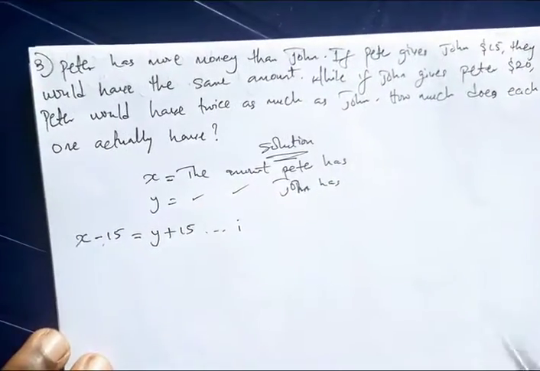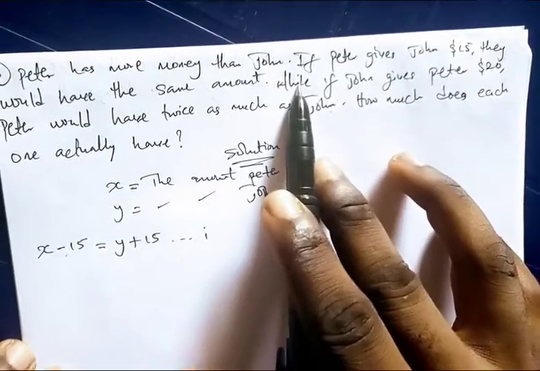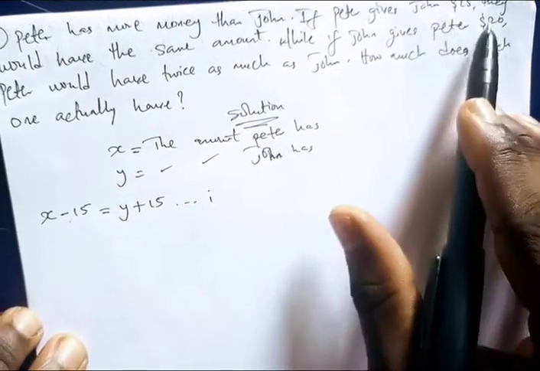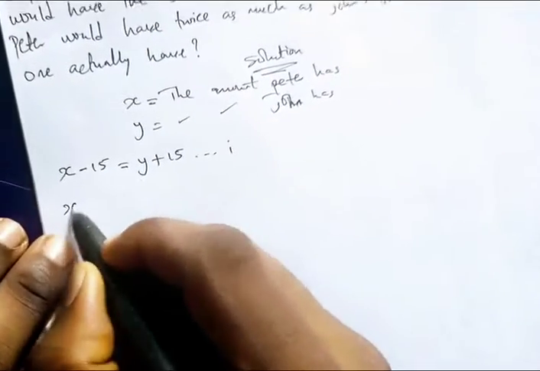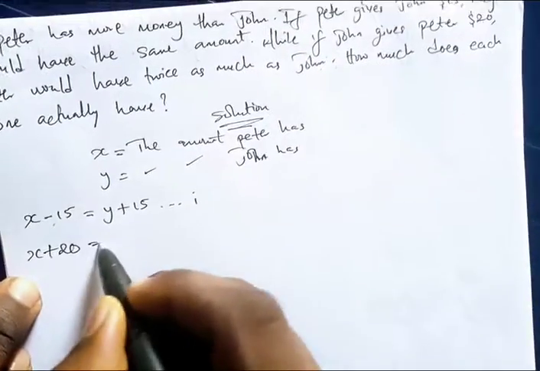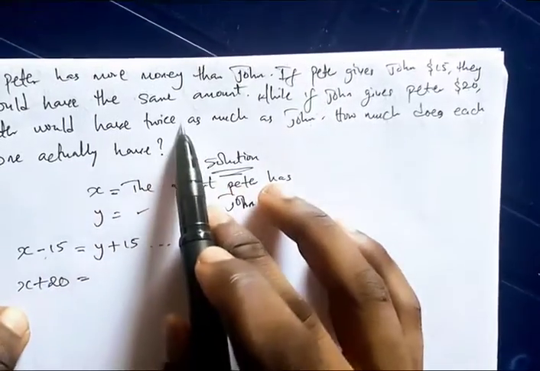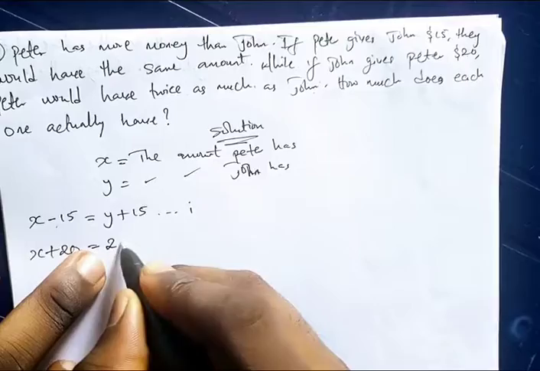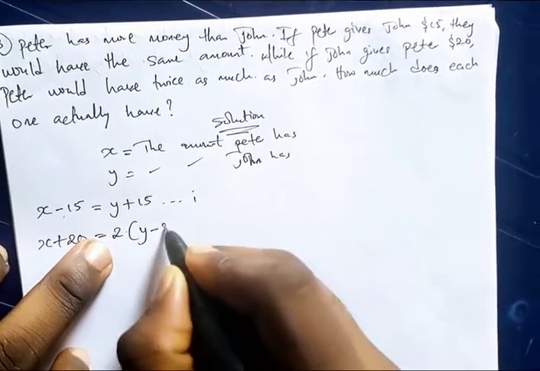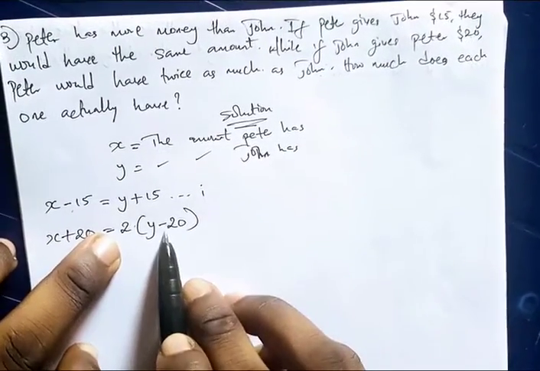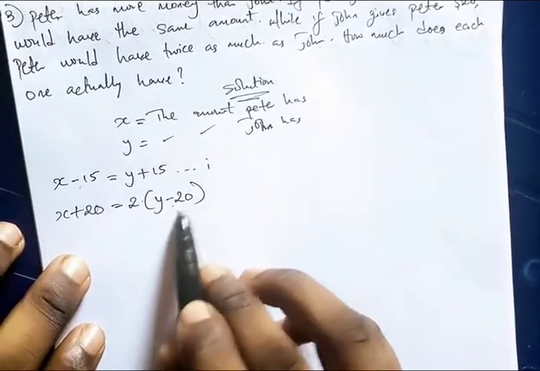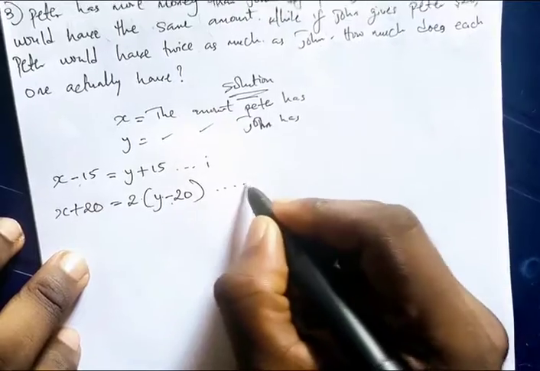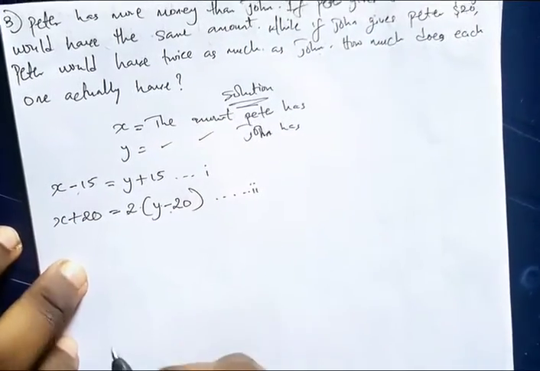And the third statement says, while if John gives Peter $20, okay, Peter has $20 more, Peter would have twice as much as John. So Peter will have twice as much as what is remaining with John because John gave Peter $20. So this is what will be remaining. So Peter will have twice as much as this, and this is our equation 2.